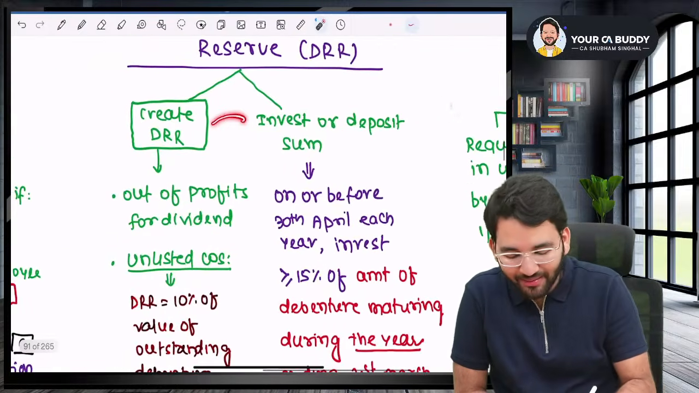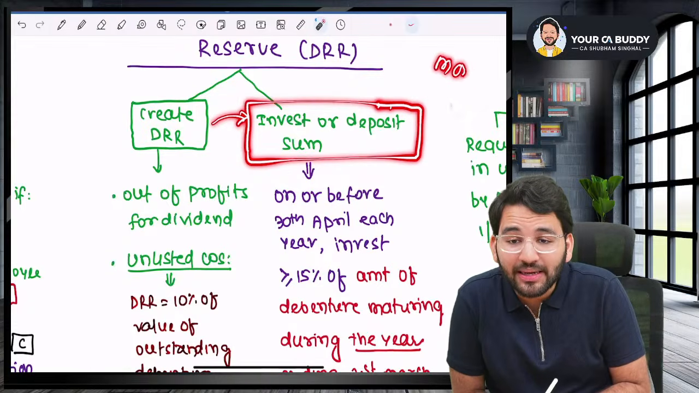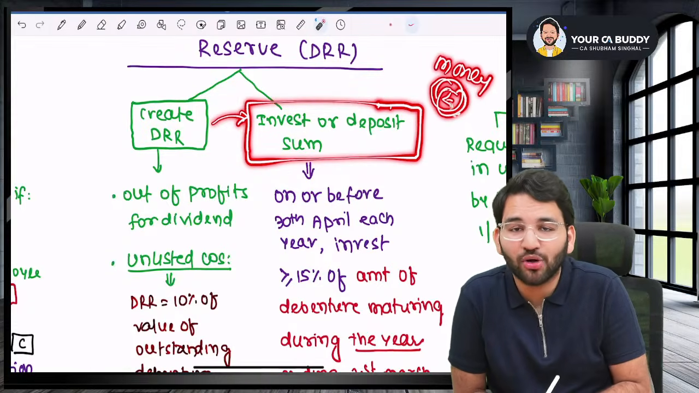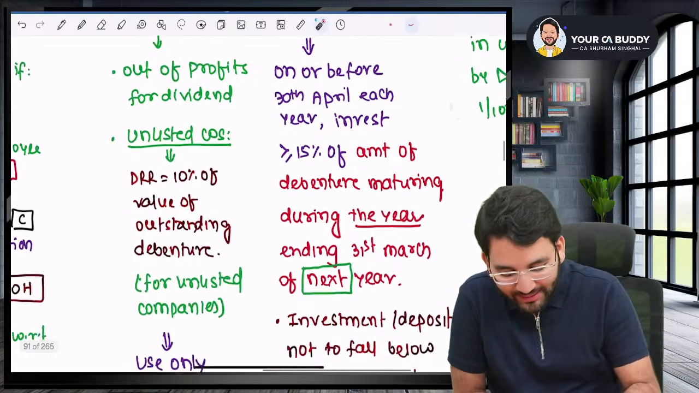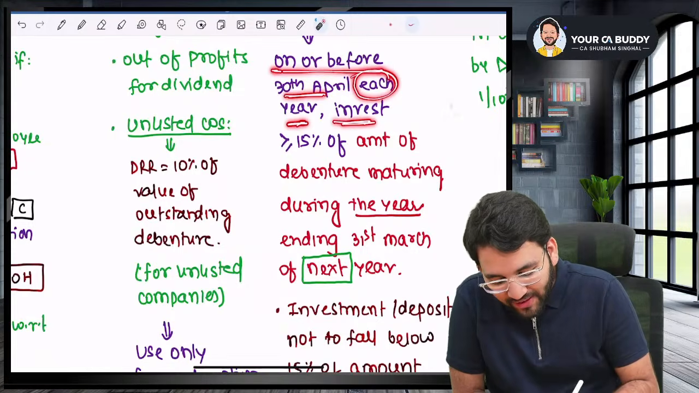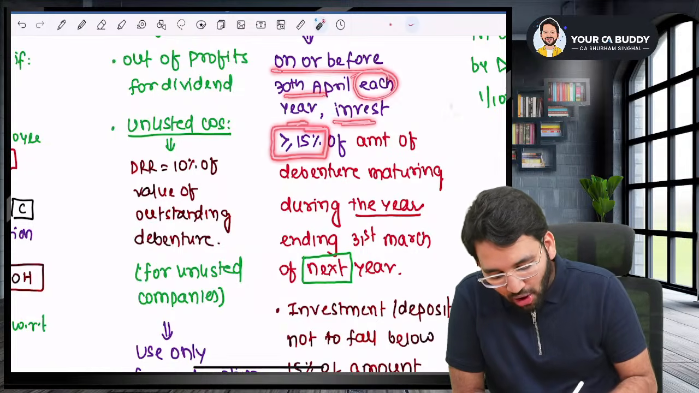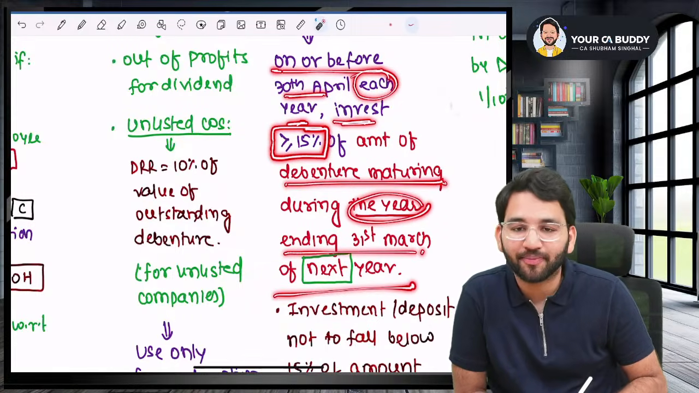But on the other hand, sir, you will have to invest or deposit some money. This is about money. Here you are moving some actual money, not just accounting. How much, sir? Sir, it says on or before 30th April of each year, you have to invest 15% or more of the debentures maturing during the year ending 31st March of the next year.